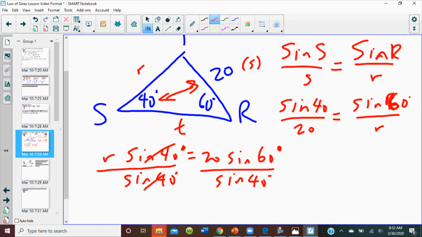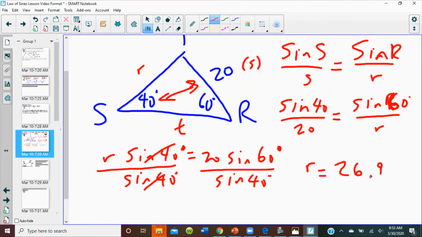Type in 20 times sine of 60 divided by sine of 40. So 20 times sine of 60, and then divide that by the sine of 40. This result should give you R to the nearest tenth. I have 26.9. Now, I know I didn't tell you what to round off to. If you round to the nearest whole number, it'd be 27, but I got R equal to 26.9.